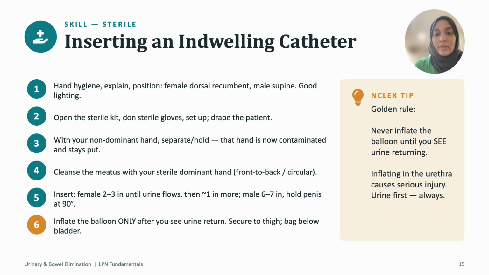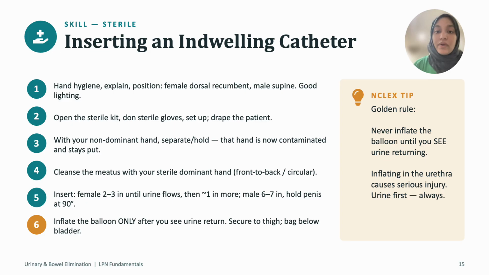All right, so inserting an indwelling catheter. This is a big sterile skill, right? So first of all, most important thing, perform your hand hygiene, explain to the patient what you're about to do, and make sure they're in the right position. For females, it's dorsal recumbent. For males, it's supine, and make sure you get good lighting. We need it, especially for females.